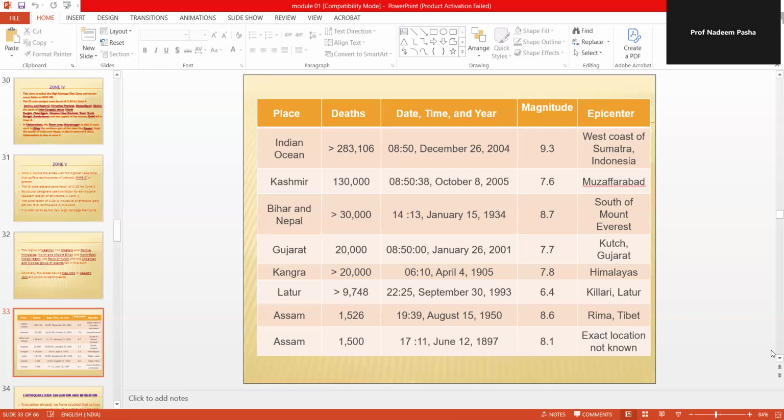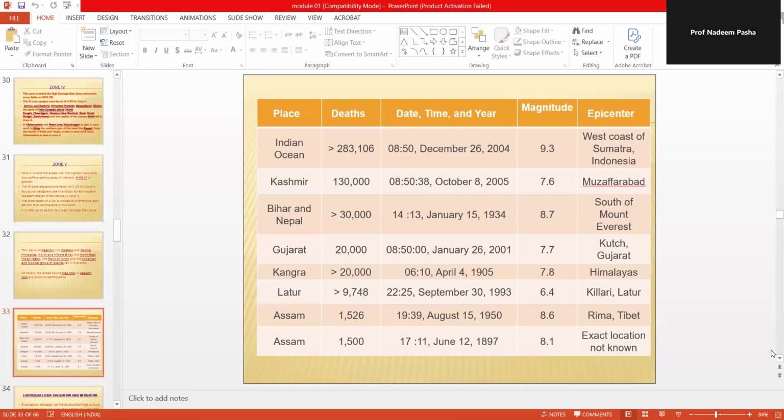Indian Ocean. The death toll is more than 2,83,106, and the date was 8:50, December 26, 2004. And the magnitude of earthquake was 9.3, and the epicenter was west coast of Sumatra, Indonesia. Next was Kashmir. So the death toll was 1,30,000, and the date, time, and year is 8:50, October 2005, and the magnitude is 7.6, and the epicenter was Muzaffarabad.